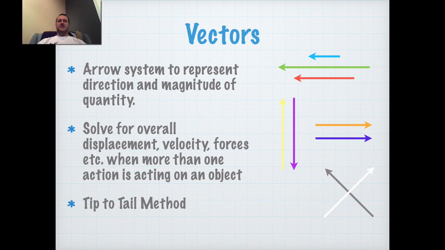and then the tail of the next vector will connect to the tip of the first one. And then the overall, or the resultant as it is known, the resultant vector is going to be tail to tail and then tip to tip. And that's how we're going to get what our resultant is.